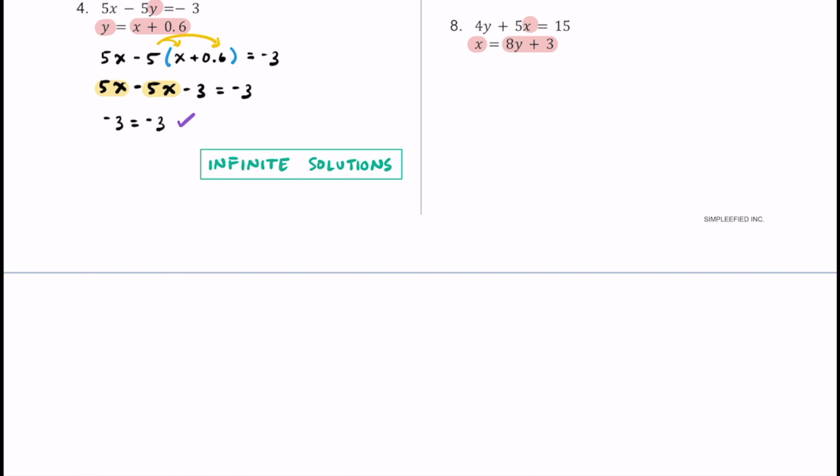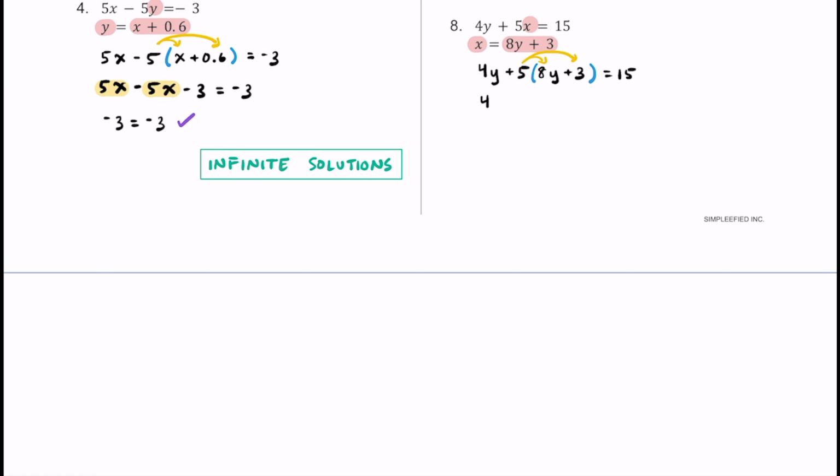This is a great one to use substitution for, and swap out the x in the top equation with the 8y plus 3. So if we go ahead and use the substitution method here, we're going to have 4y plus 5 multiplied by this quantity of 8y plus 3. Okay, we're just swapping that out or making that substitution, and this is going to equal the 15 on the other side of the equation. Okay. Next, we're going to go ahead and distribute this 5 to both of these terms on the inside.